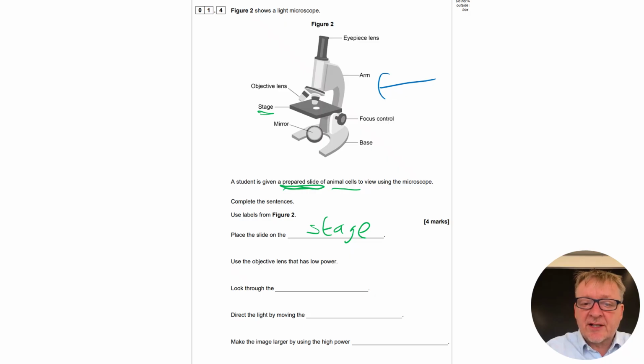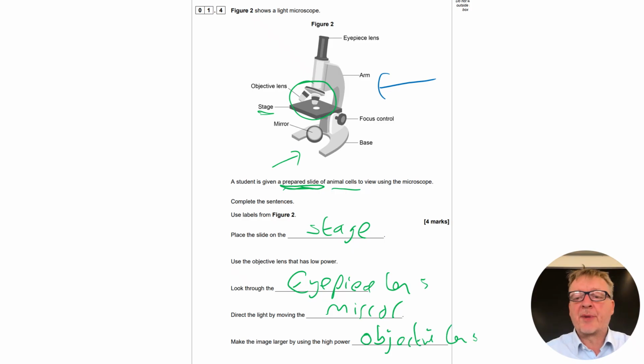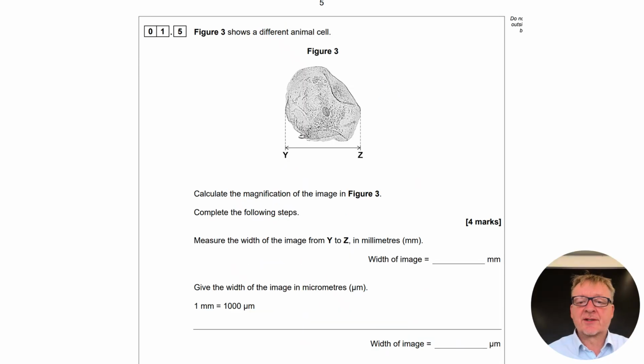Use the objective lens that has the low power. So these are the objective lenses there. Shortest one is the lowest power. Look through the eyepiece lens. Make sure you're writing all of it down, even though my handwriting is shocking. Direct the light by moving the mirror. Often you'll have a light bulb, but this is a mirror. Make the image larger by using the high power objective lens. So the longer the objective lens, the more power, the more magnification there is.